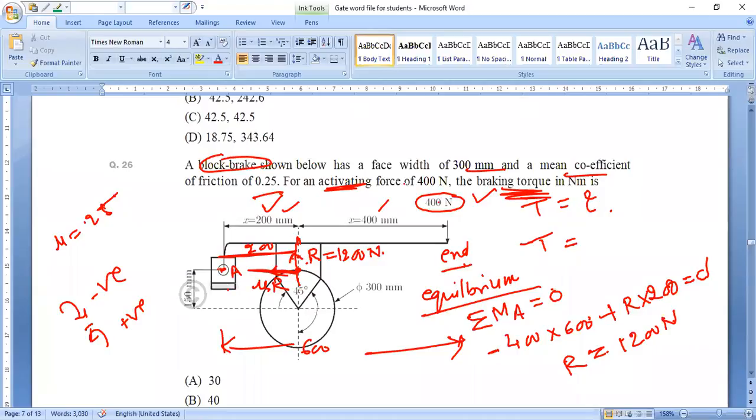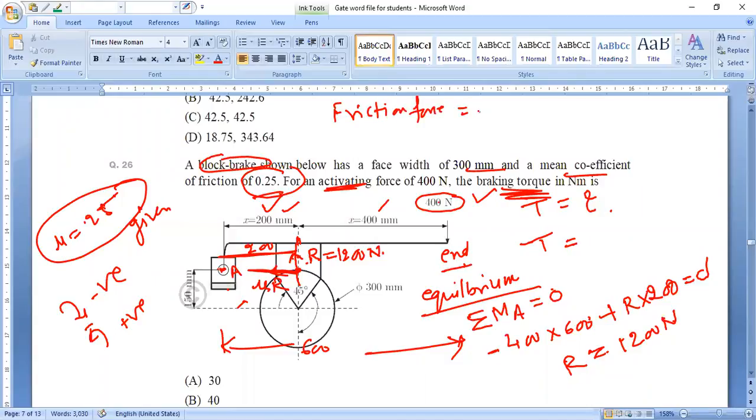Mu is given in the question. The coefficient of friction is 0.25. So let's first calculate the friction force. Friction force is given by mu R, so it is 0.25 multiplied by 1200. R is 1200. Tell me what you get after multiplying. 300. 300, and the unit is Newton again because it is also a force. So the unit is 300 Newton.